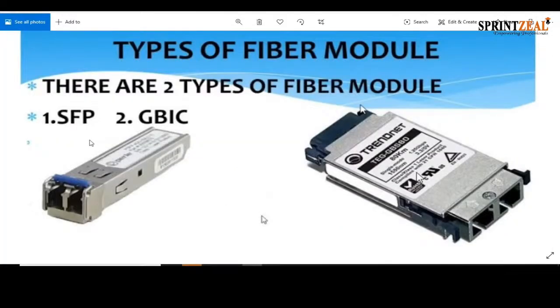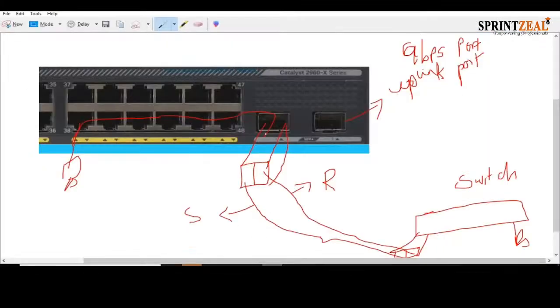This fiber module, when it receives the electrical signal, converts it into laser light and passes the laser light very fast through this wire, and this fiber module will receive the laser light. When it receives the laser light, it converts it into an electrical signal, which is binary zeros and ones, and sends it to this PC, and this PC will receive the frame.